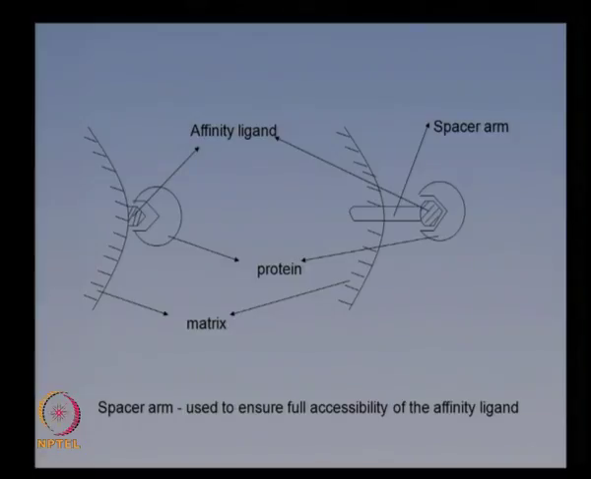Okay. So the spacer arm is used to ensure full accessibility of the affinity ligand. Without the spacer arm, the protein may come too close to the stationary phase, and it might not have good interaction with the affinity ligand, whereas you see in this picture, because you have a spacer arm, the interaction is better, whereas here in this case the interaction is very, very poor. That is why you have a spacer arm here.